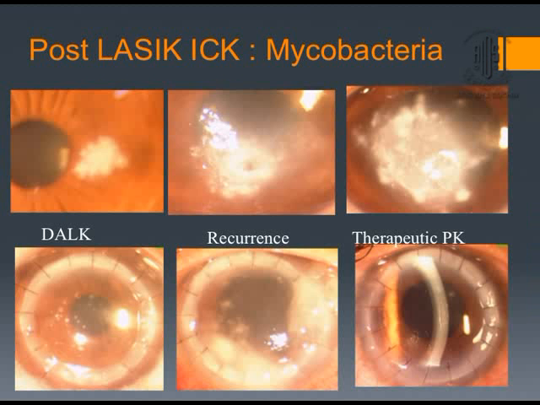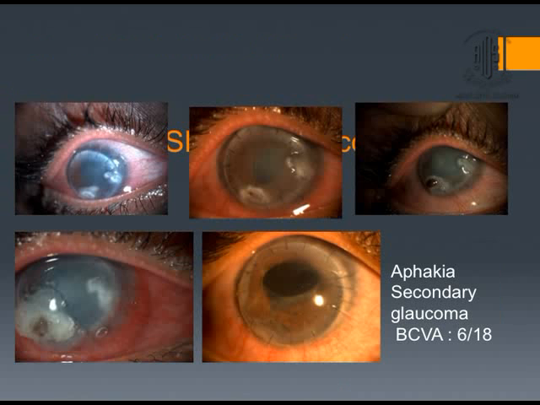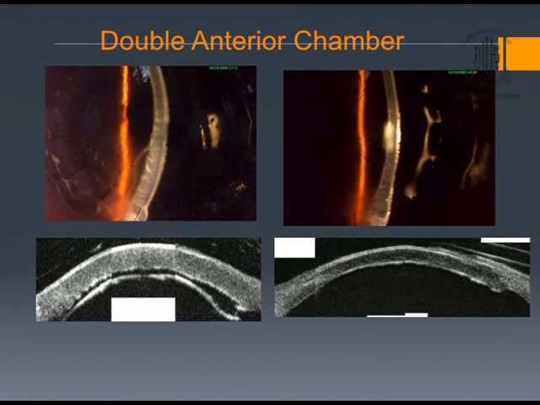The complications are recurrence. This is a case of infectious crystalline keratopathy, where deep anterior lamellar keratoplasty was done. The recurrence occurred in the graft. So first therapeutic PK was done. Again the recurrence occurred in the graft. Second therapeutic PK was done, and again from the graft host junction there was thinning and corneal perforation. So a third penetrating keratoplasty was done, and when the third graft was being done, the lens popped out during that surgery. So the patient, who had undergone LASIK, is finally aphakic with secondary glaucoma and a visual acuity of 6/18.